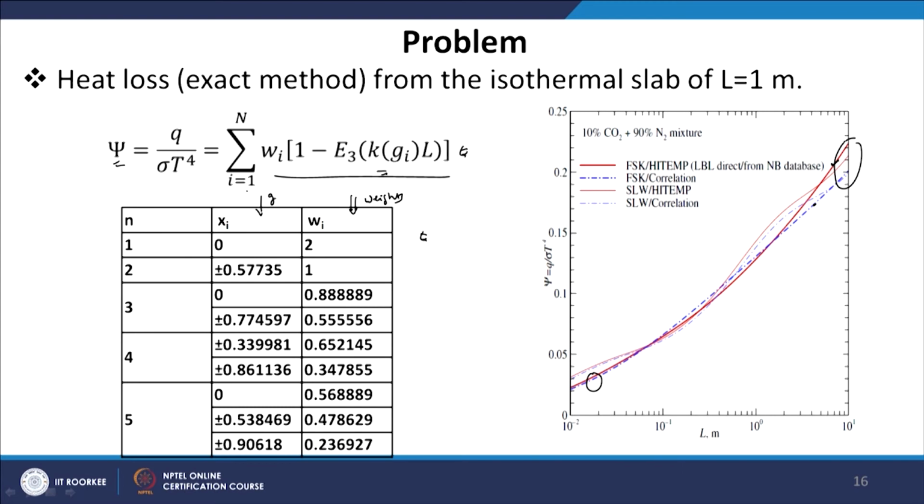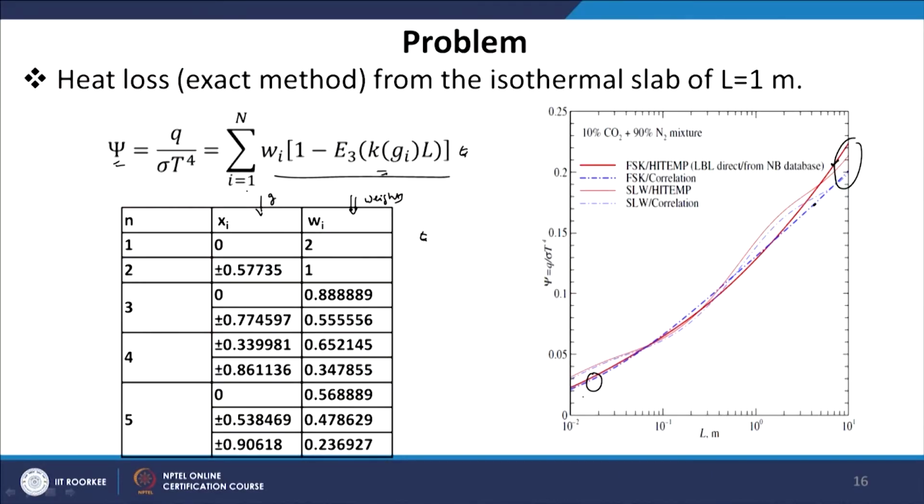And the same observation you observed in the weighted sum of Gray gases also. In the weighted sum of Gray gas model also we observed that agreement was very good when L was small, and agreement was relatively poor when L was large. The same observation is seen in K distribution also, but the accuracy of K distribution is superior to weighted sum of Gray gases by many factors.